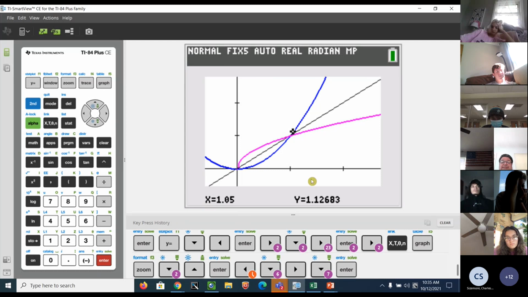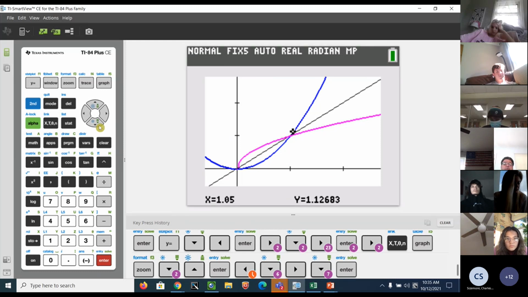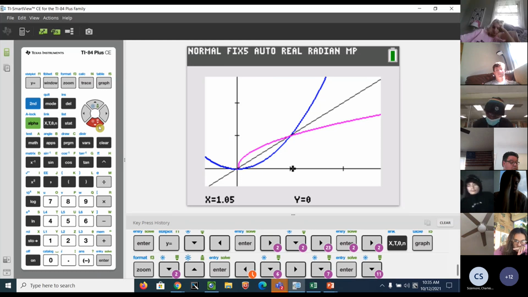Okay, somebody tell me what they see with the magenta line and the blue line. What do you see? That means I want somebody to say something. You know, communicate. They intersect. They're what? They intersect, yeah.